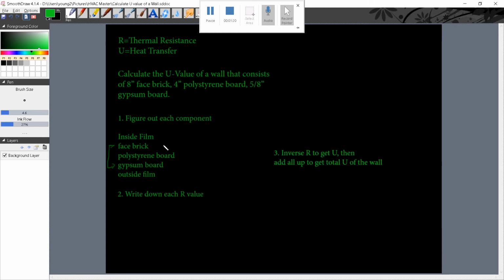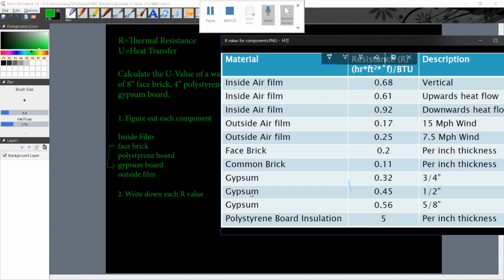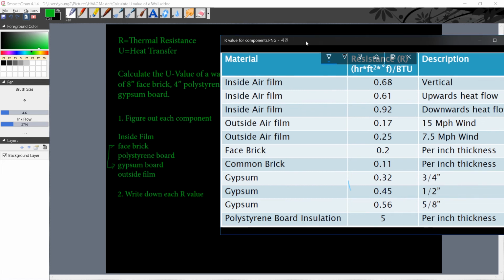So once we have all the components written down like this, now we can find out, we're going to write down each R value. Okay, and I brought these R values, and this is just an example. R values depend on different types of material, I think it's going to vary. But in this, it's an example. Okay, so let's see what the R value for inside film is going to be: 0.68.